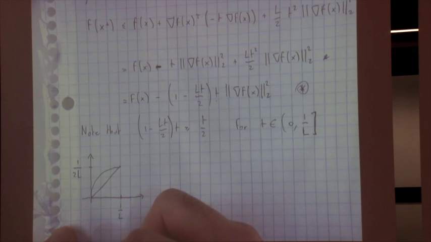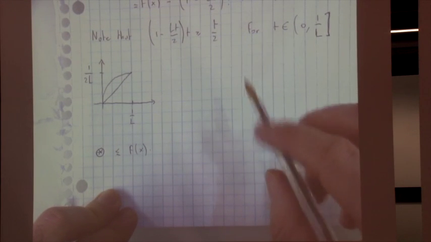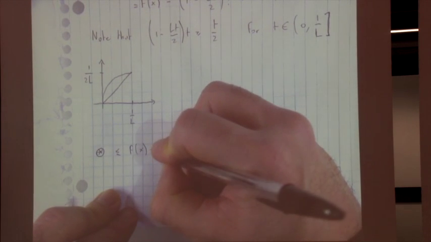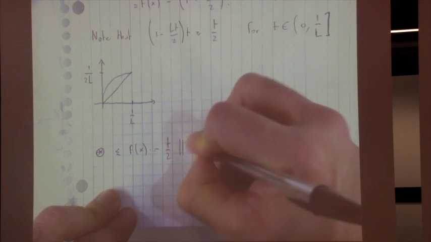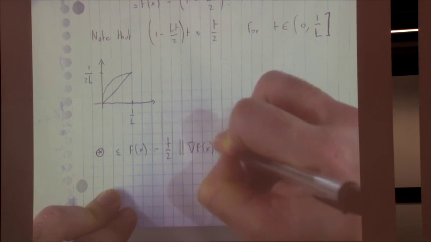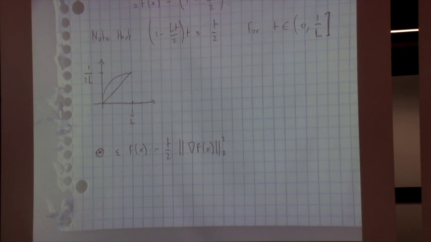So this is going to be less than or equal to f of x, sorry, f of x minus t halves the square norm of the gradient of f at x. Okay? So far, so good.